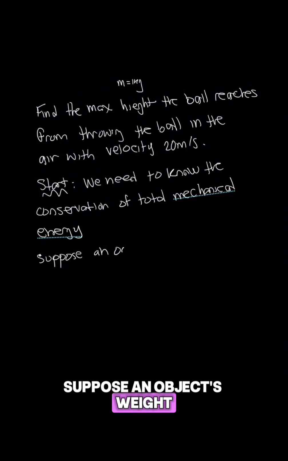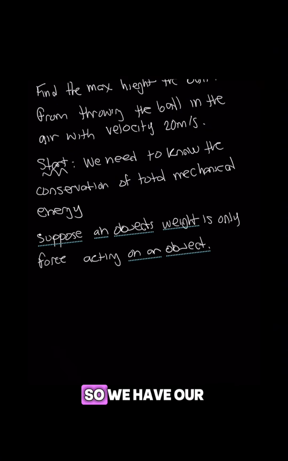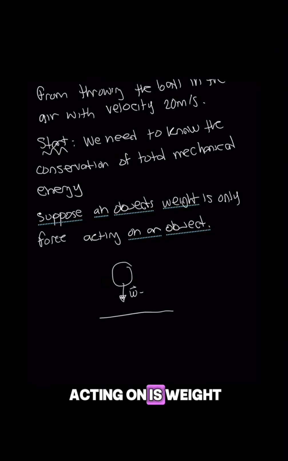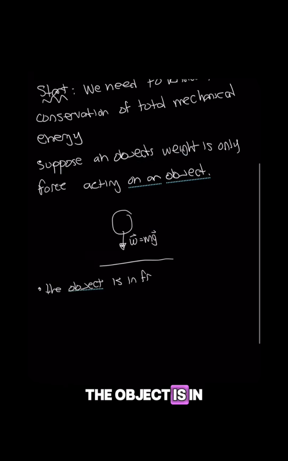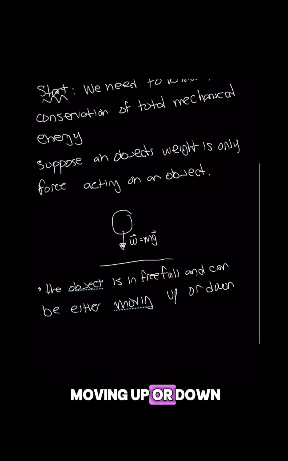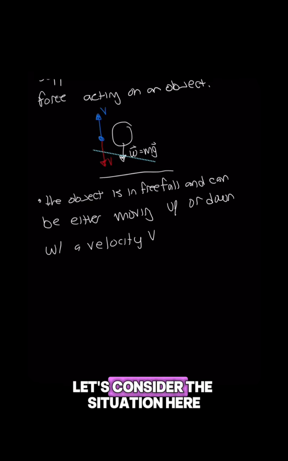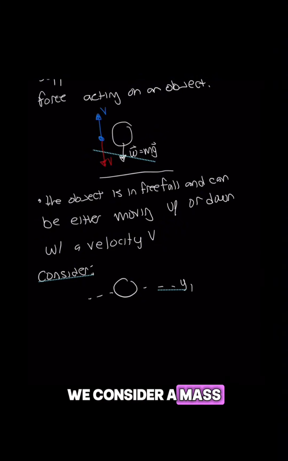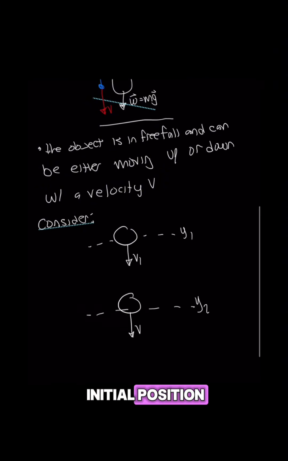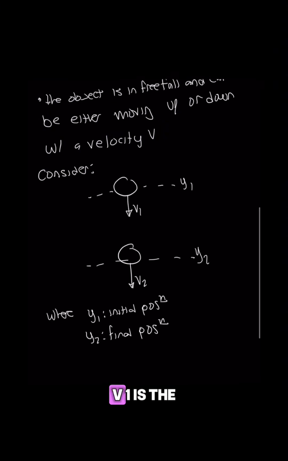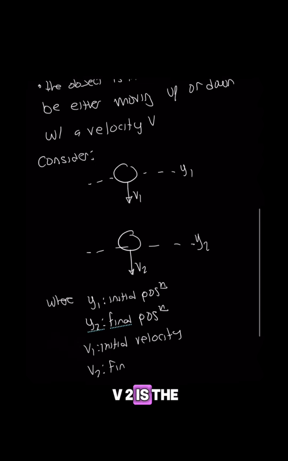Suppose an object's weight is the only force acting on an object. So we have our mass here, and the only force acting on it is weight, equal to mass times gravity. The object is in free fall and can either be moving up or down with a velocity v. Let's consider the situation here. We consider a mass at y1 is the initial position, y2 is the final position, v1 is the initial velocity, and v2 is the final velocity.